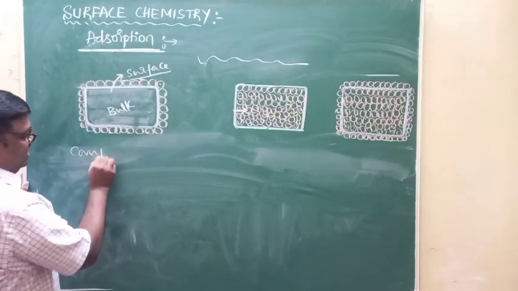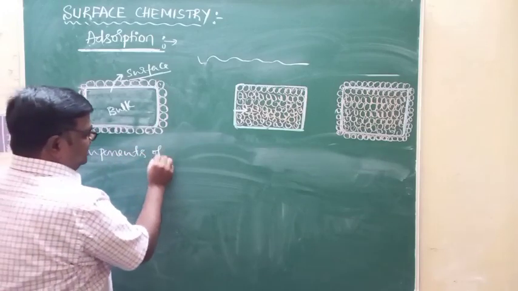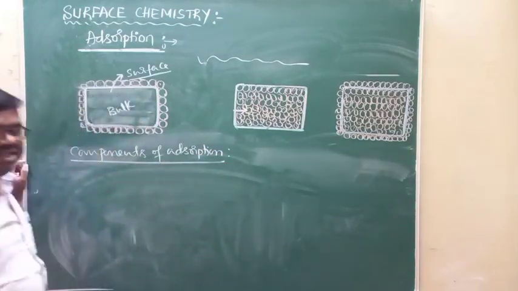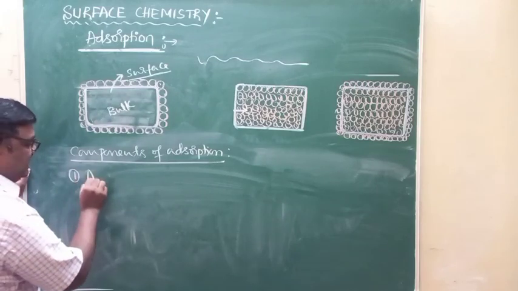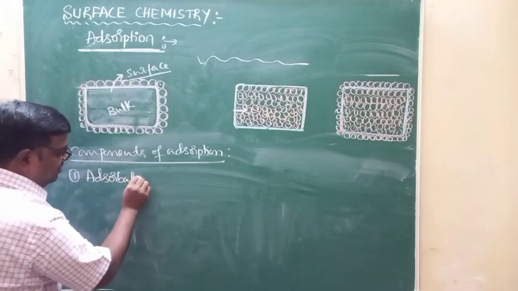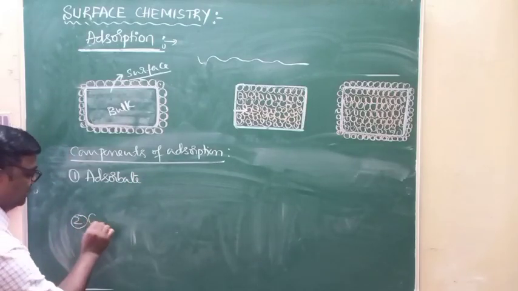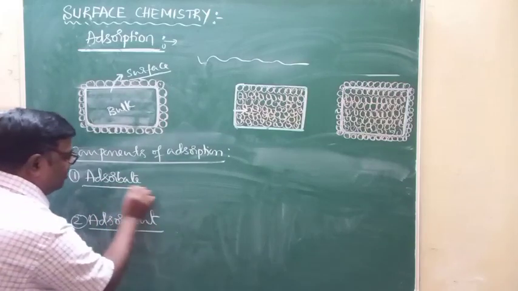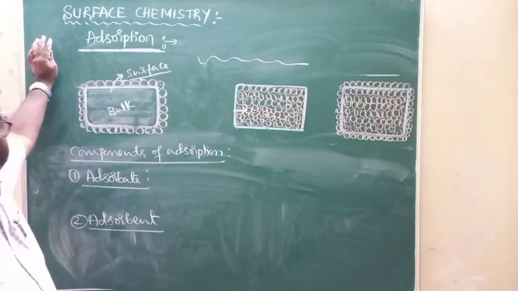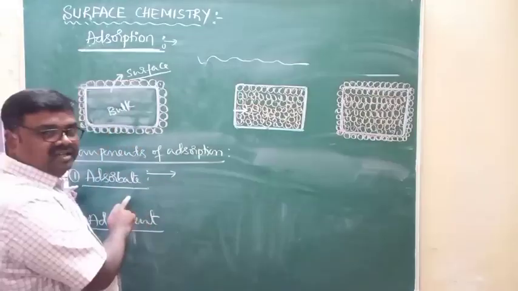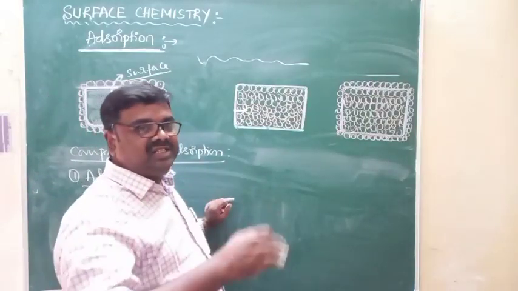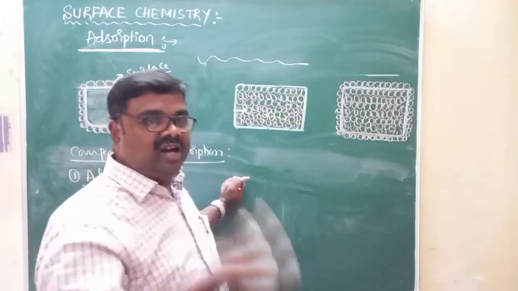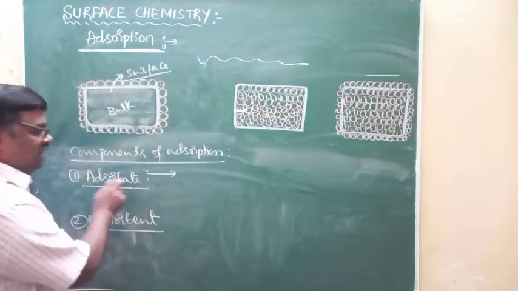As far as adsorption is concerned, it takes place between two components. Let me introduce the components of adsorption. One component is the adsorbate. The second component is the adsorbent. These are the two components between which adsorption takes place. The substance that accumulates on the surface of another substance, or gets adsorbed on the surface of another substance, is called the adsorbate.